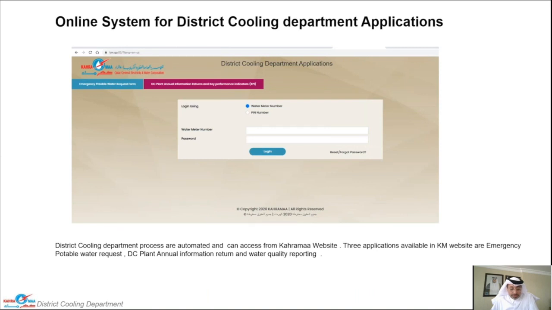District cooling deployment processes are automated and can be accessed from the Kahramaa website. There are three applications now available on the site: for emergency potable water, for the annual reports, and for the quarterly quality reports. For all those processes, each plant has its own unique number and password to implement them. Then we do the next step.